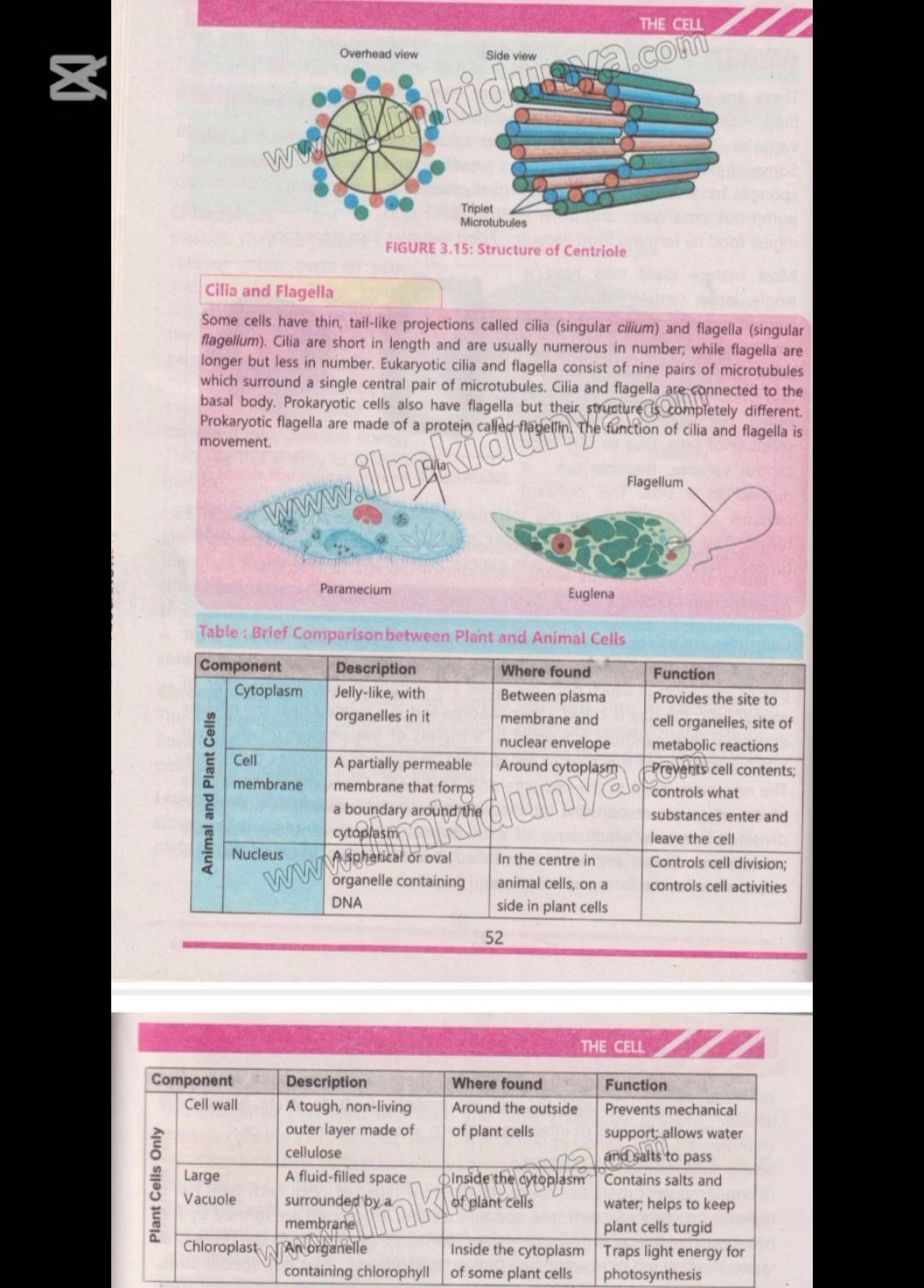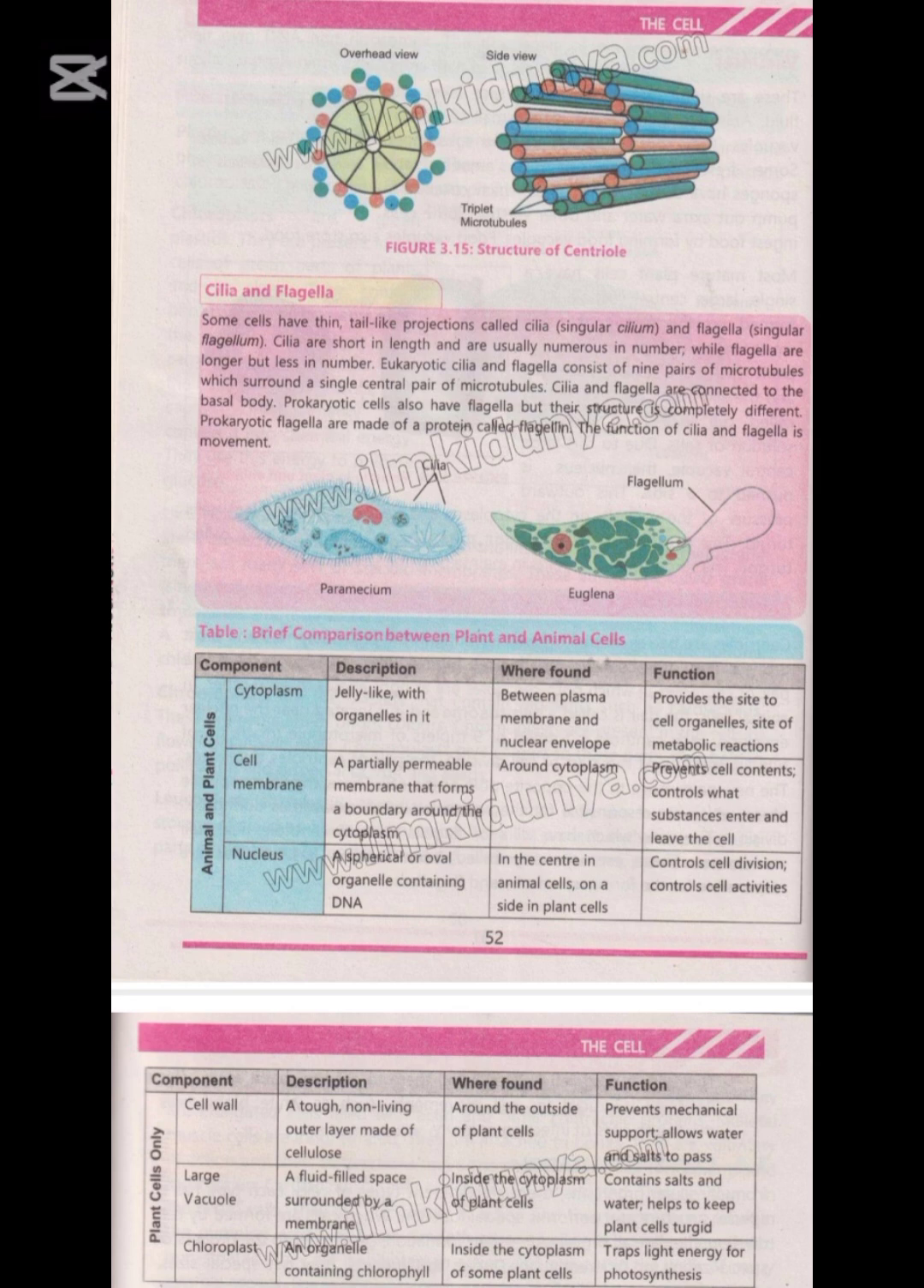After that, we have the nucleus. Nucleus is a spherical or oval organelle, and it contains DNA. DNA is present inside the nucleus. We already know these things. Where is it found? It is found in the center. In plant cell, it is pushed towards one side because of the presence of a large vacuole, while in animal cell it is present in the center. Its main function is in cell division, and it also controls all the cell activities that are happening in the cell.